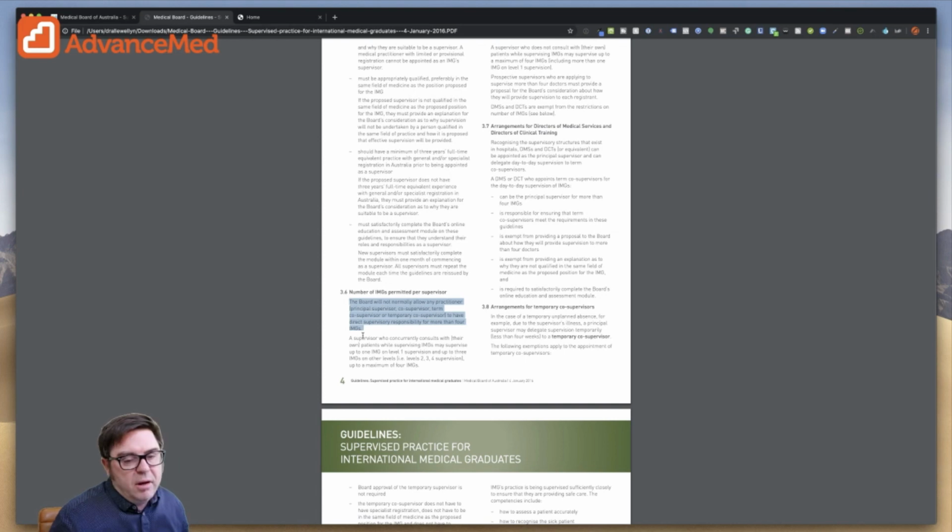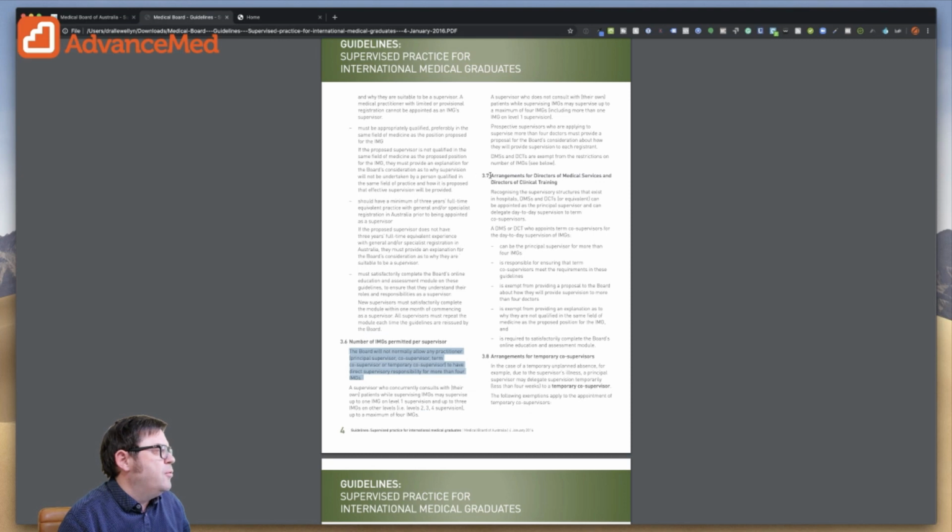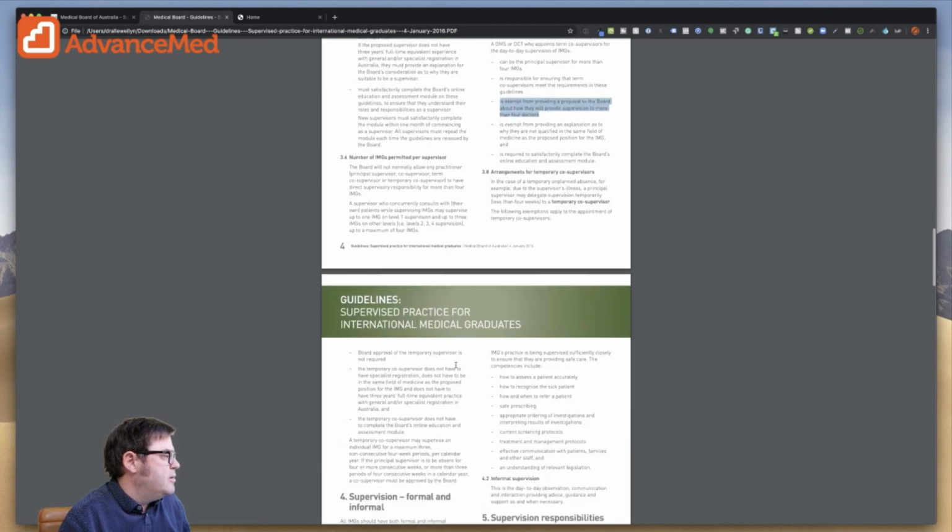And so that can create a bit of a headache in terms of monitoring it, but I think that's generally a decent principle. There are some exemptions here for DMSs and directors of clinical training about how they provide explanation to more than 4 doctors. Otherwise, you do have to provide explanation. There's arrangements for appointing temporary co-supervisors.